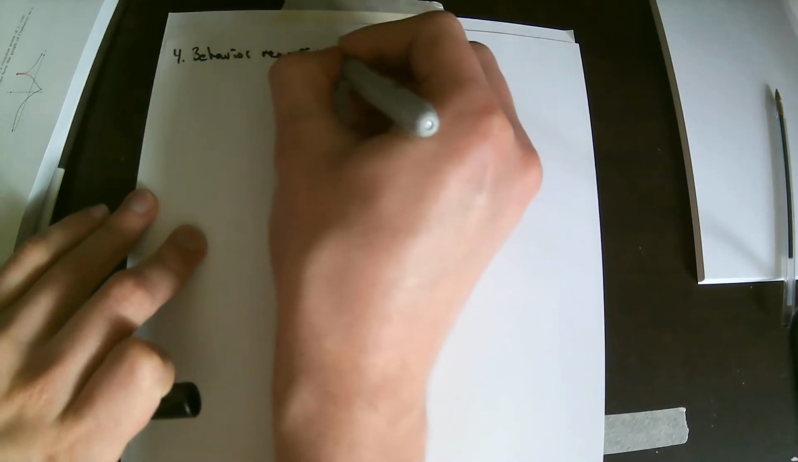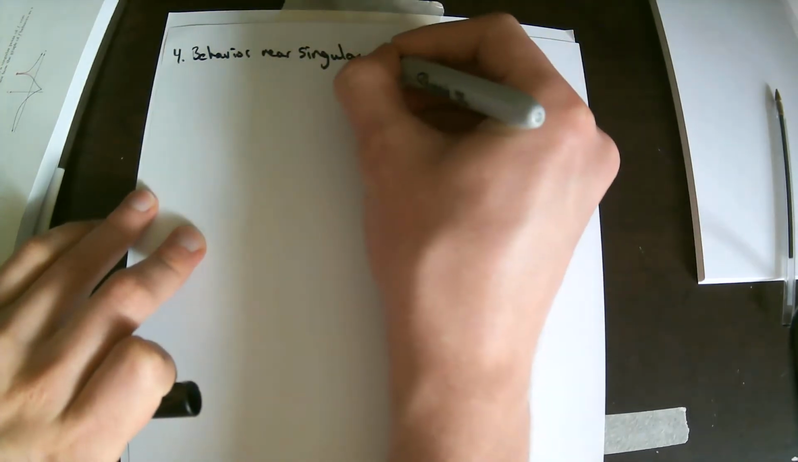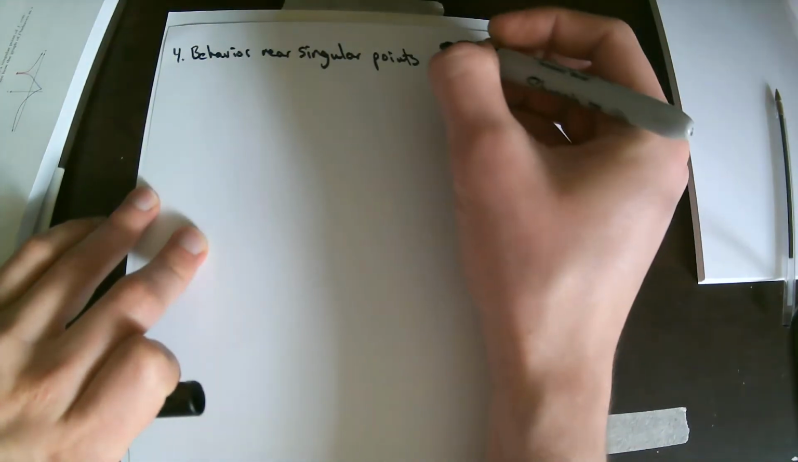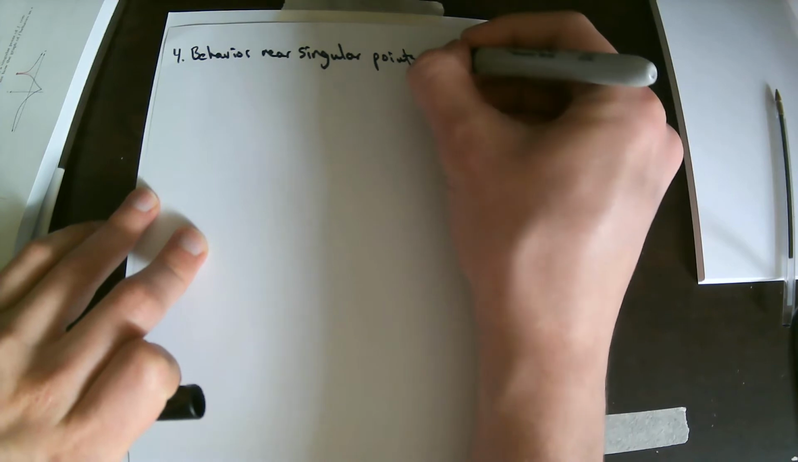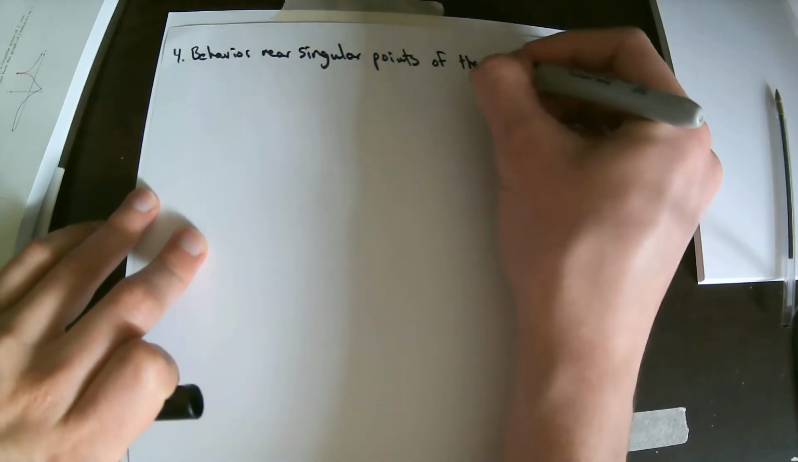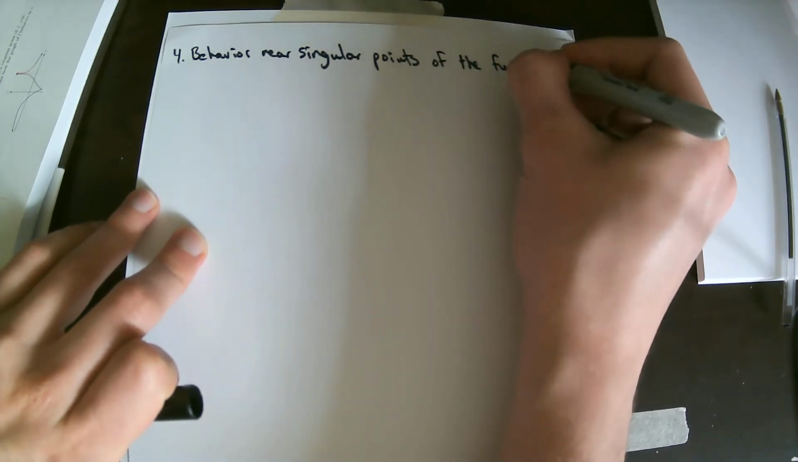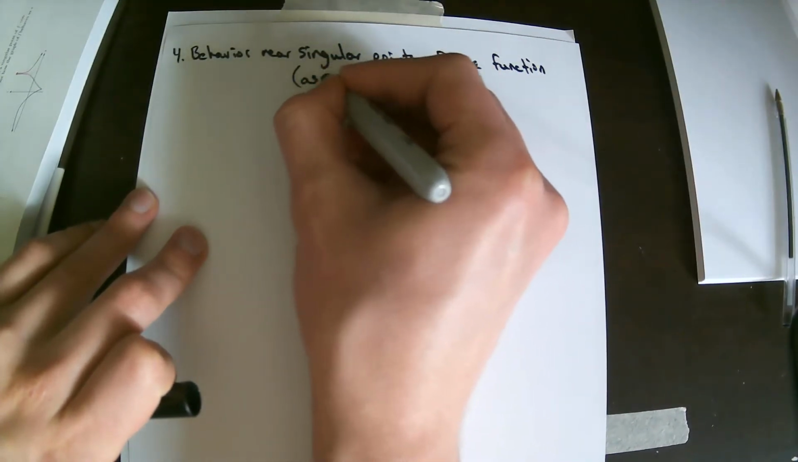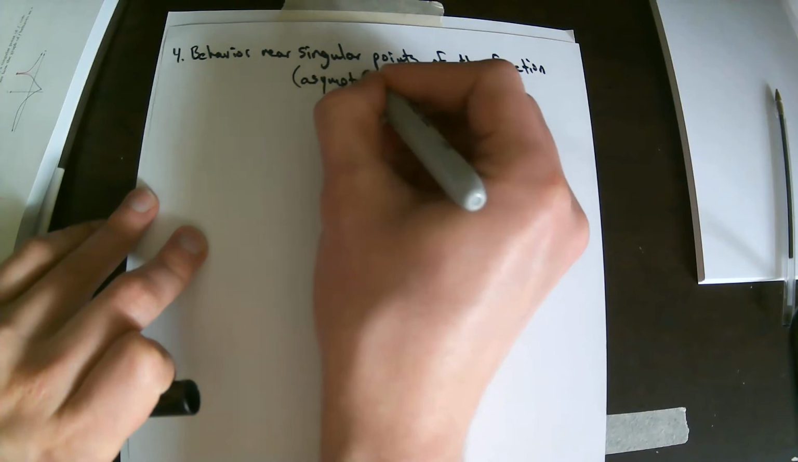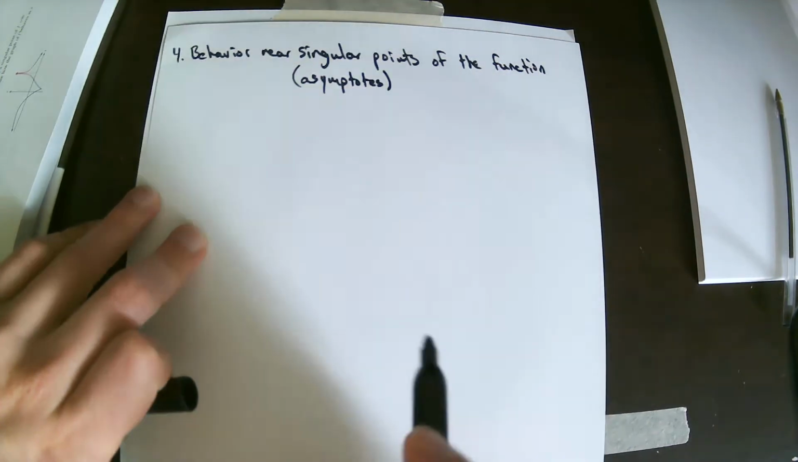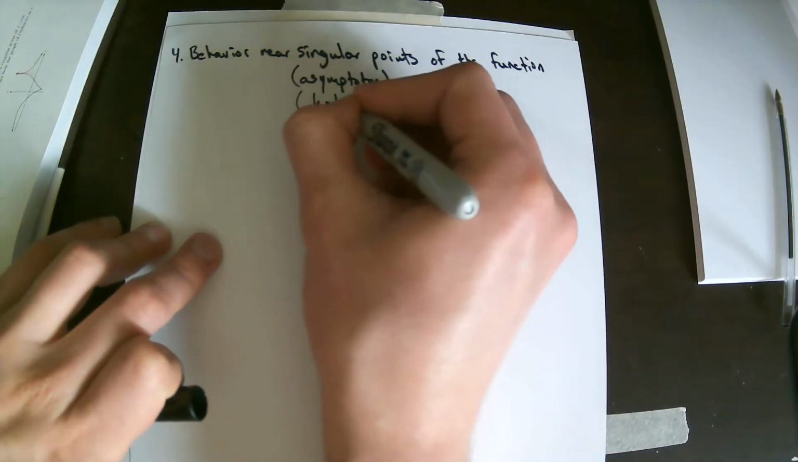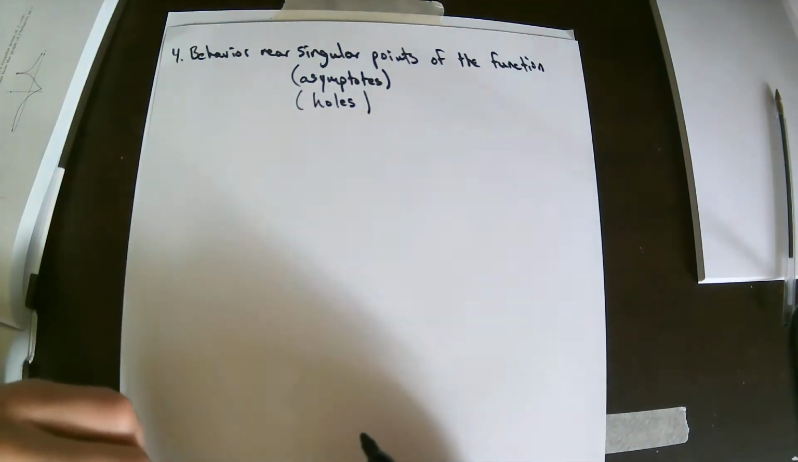Now I should say this is behavior near singular points of the function, not of its derivatives or its second derivatives. Behavior near the singular points of the function. And in algebra speak, these singular points could be asymptotes or holes in the graph.